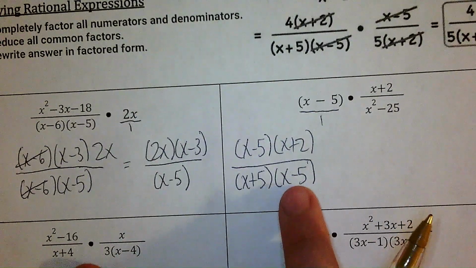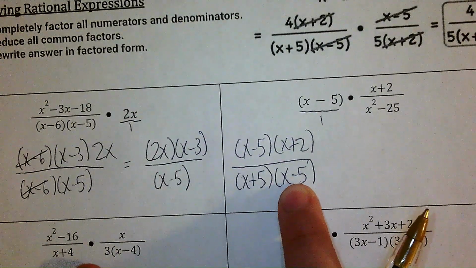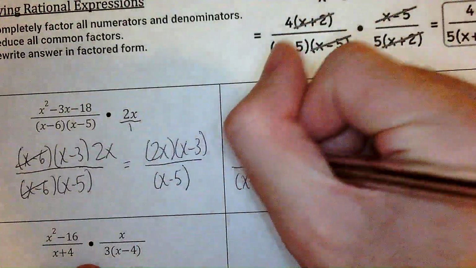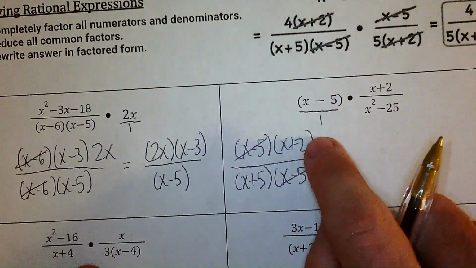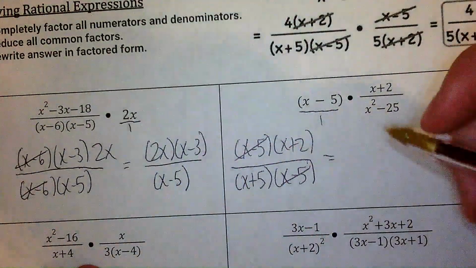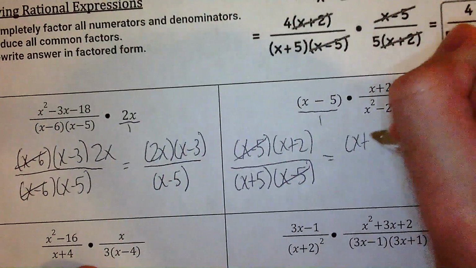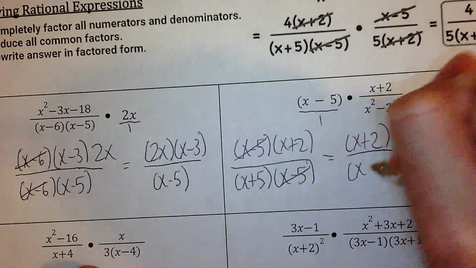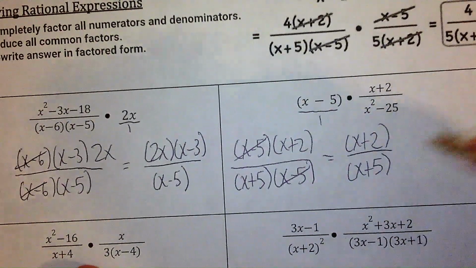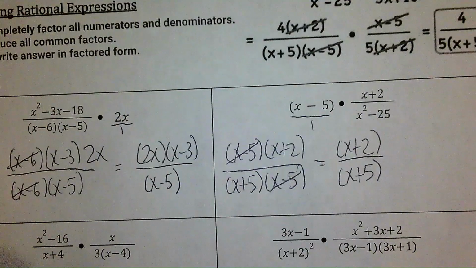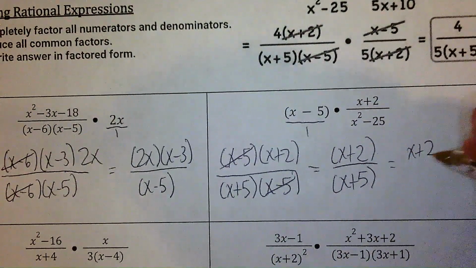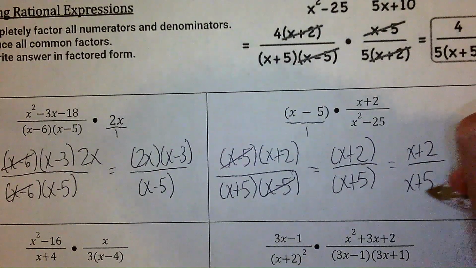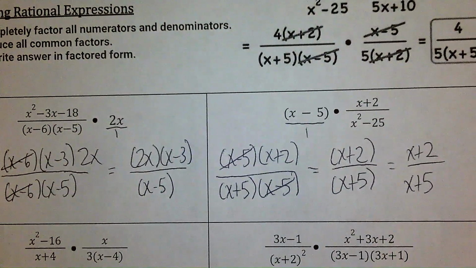Look for common factors. We have x minus 5 and x minus 5. Cross those out, and now we have these two, which I see only in the top and bottom respectively. So that's going to be the answer. In this case, where there's only one factor on the top and bottom, you don't have to write the parentheses. That's okay if you don't. It's the same thing.